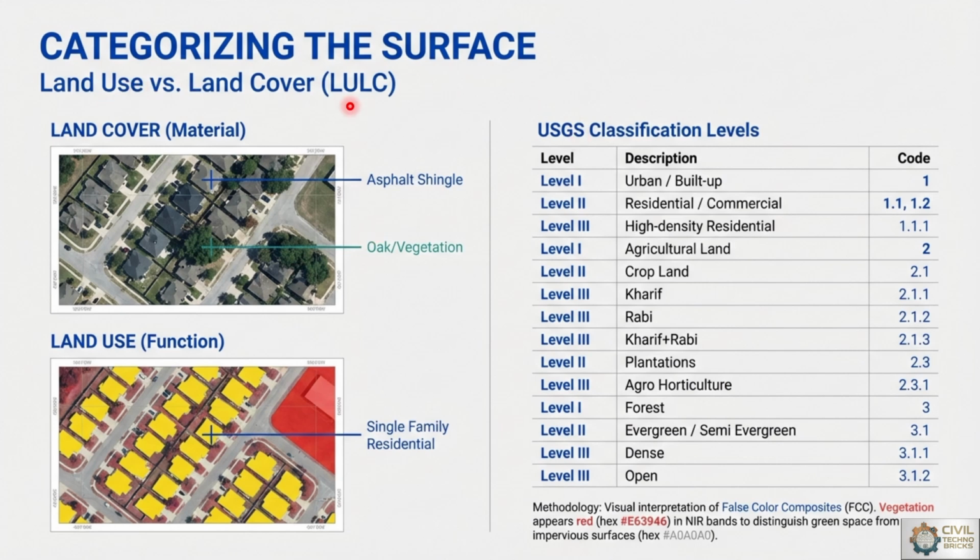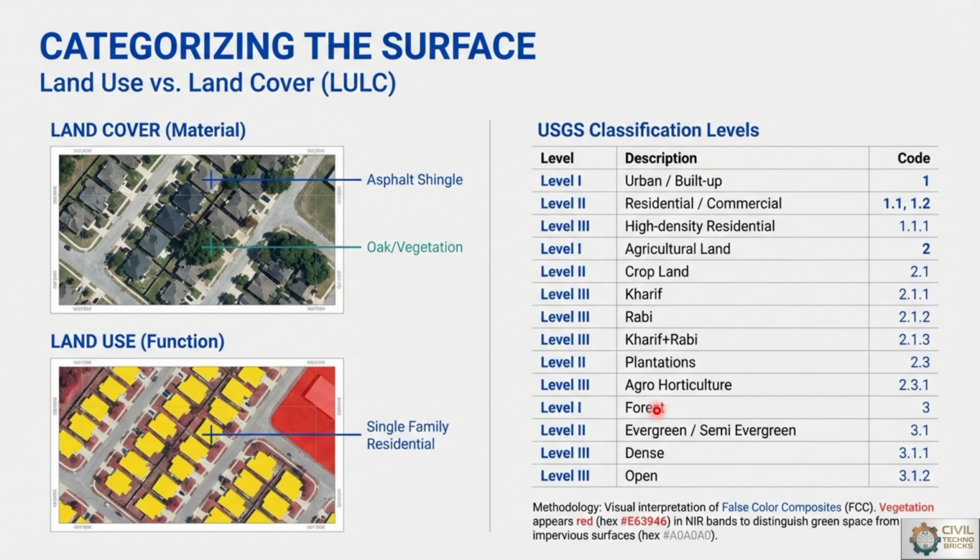With reference to land use and land cover, we see the levels from level 1, 2, 3, then level 1, 2, 3 likewise, where the description is urban area or built up area, residential or commercial, high density residential, agricultural, likewise each and everything is classified, where the level is studied with reference to the coding system 1, 1.1, 1.2, likewise 2, likewise 3.